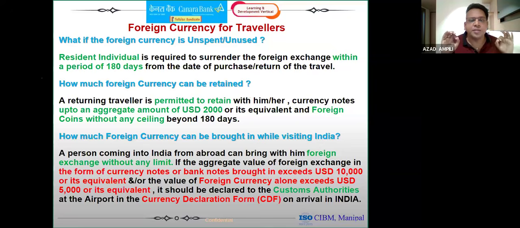A resident individual is required to surrender the foreign exchange within a period of 180 days. Remember this 180 days, okay, from the date of purchase. If you want to hold coins, unlimited, very good. Coins unlimited. A returning traveler is permitted to return with him or her currency notes up to an aggregate amount of USD 2,000 or its equivalent. And a person coming into, one second.